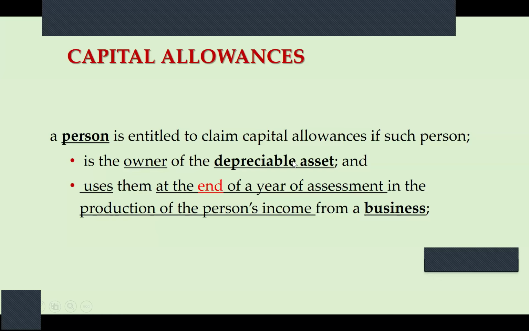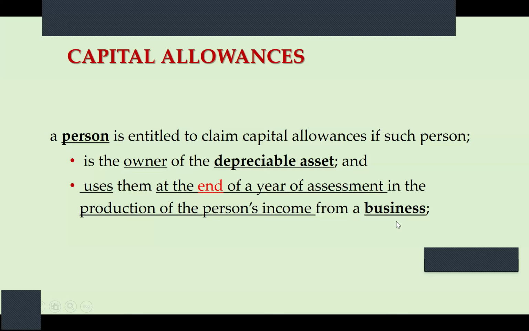So now you can understand, for the deduction of capital allowances under section 16, there are some specific criteria. The first one is the asset should be a depreciable asset. If it is land, we cannot categorize land as a depreciable asset. Therefore, for land, we cannot deduct depreciation. Then that depreciable asset should be owned by that person. If we are considering an individual, then that asset should be owned by that individual. If we are considering a company, the owner of the depreciable asset should be that company. The next important thing is that the depreciable asset should be used at the end of the year of assessment in the production of the person's income from business.